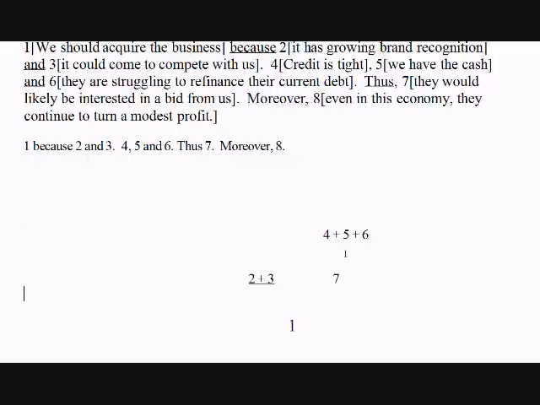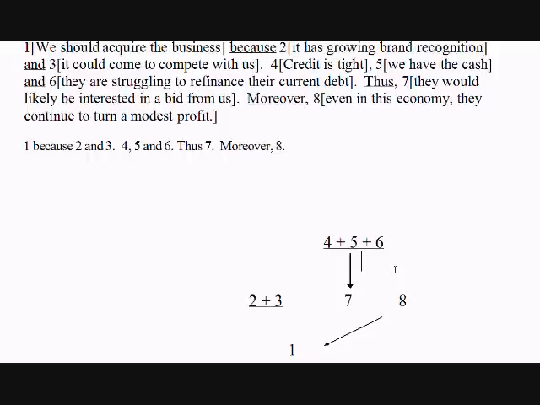And 8 on its own serves as an argument for buying the company. After all, the fact that this company is turning a profit is itself a reason for us wanting to buy it. Now, what we need to do is figure out exactly how all these component parts work together. As I've already said, 4, 5, and 6 are reasons for 7. So let me draw an arrow. And as I've said, 8 on its own is a reason for 1.